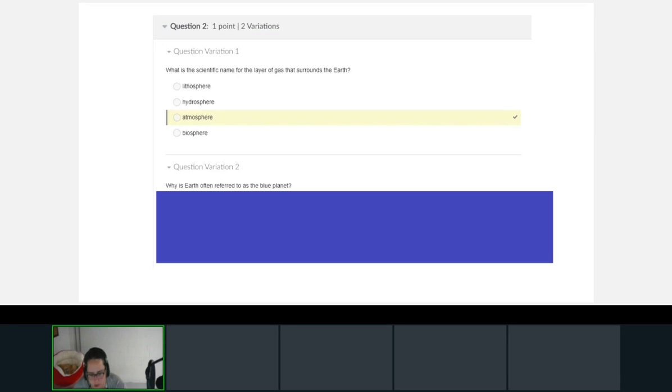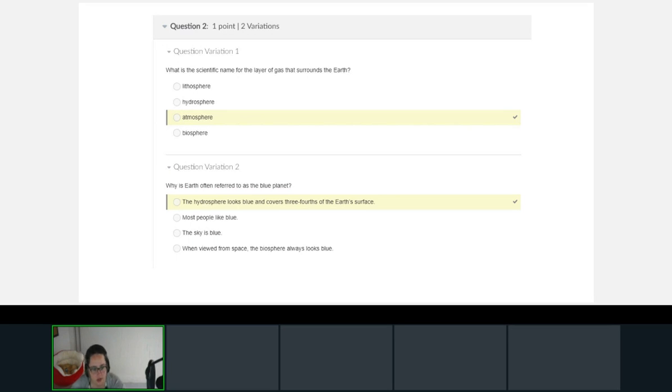Most people like blue. Well, that was just one I tossed in there. We aren't referred to as the blue planet just because people like blue. The sky is blue. So the sky appears blue to you, but from space, we don't see the sky as blue. The hydrosphere looks blue and covers 3/4 of Earth's surface. So the hydrosphere, which is all the water, has a blue color to it, and it covers a lot of the Earth. So if it covers a lot of the Earth and is blue, that's why we're referred to as the blue planet. So the answer is the hydrosphere looks blue and covers 3/4 of Earth's surface.